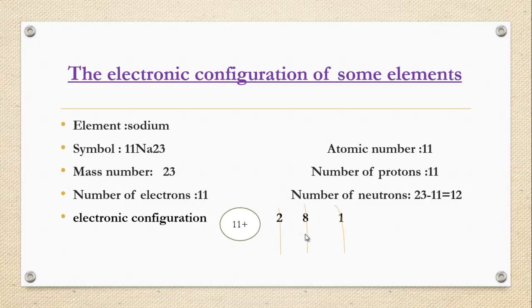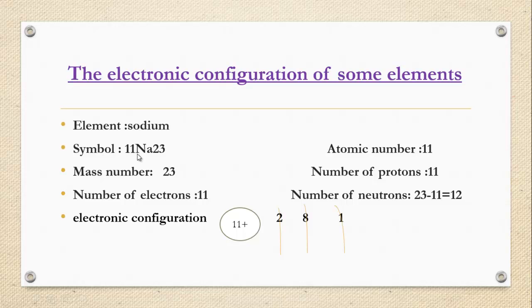Okay? Another example. The electronic configuration of sodium. Sodium has the symbol Na. What about this number? Excellent. Atomic number. So the atomic number here equals 11. What about this number 23? 23, this is what? The mass number. What's meant by the mass number? The number of protons plus the number of neutrons.